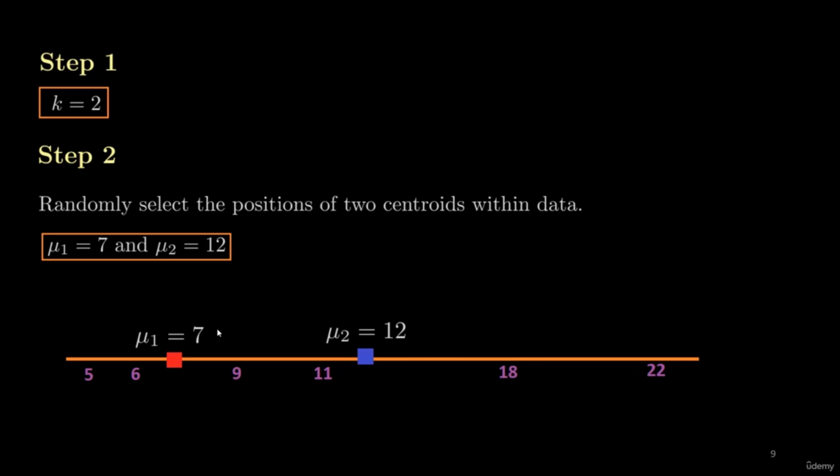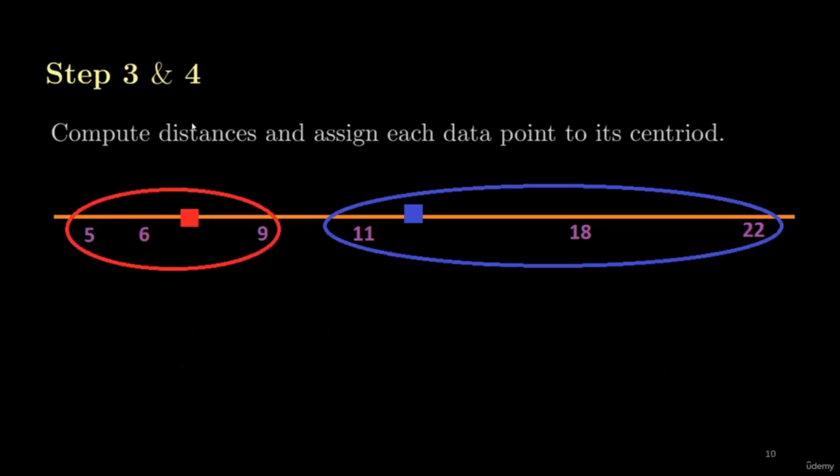So according to the distance, we have decided that these 3 data points are close to this cluster and these 3 data points are close to this cluster. Based on this, we have done step 3 and 4. We have calculated the distance and we have assigned each data point a cluster. So these are my step 3 and 4, which I have already done. I have computed the distance and I have assigned each data point a cluster or a centroid. Based on step 3 and 4, this is our clustering. We have started K-means clustering.